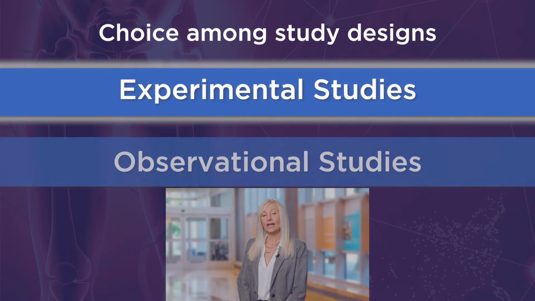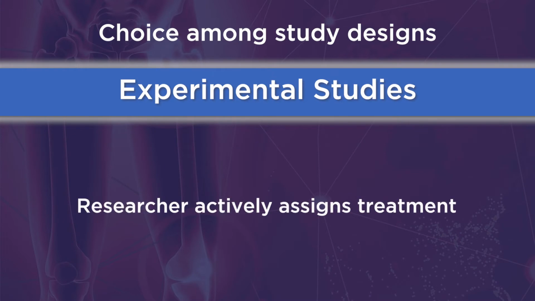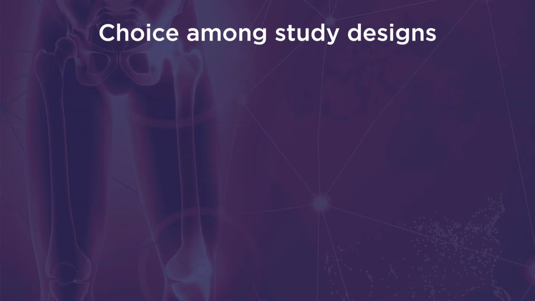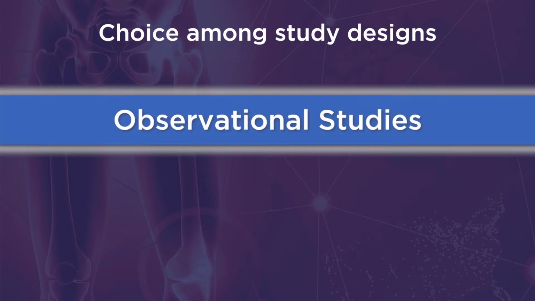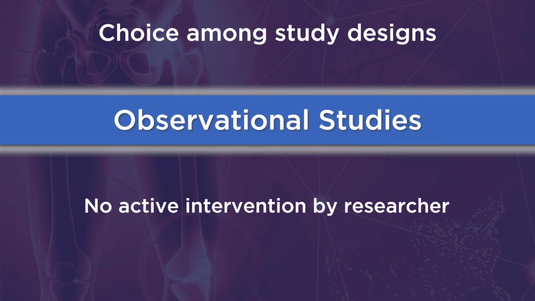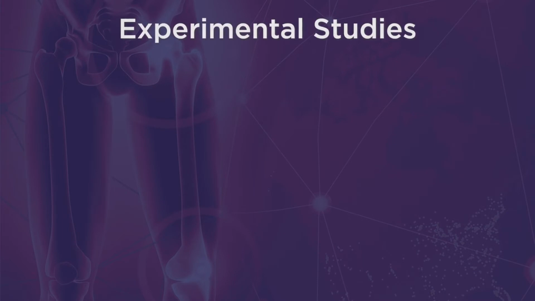In experimental studies, researchers actively assign the exposure or treatment to a group of surgical patients. They follow them up over time and measure the effect of treatment on the outcomes of interest. In contrast, in observational studies, we identify surgical patients either prospectively or retrospectively based on their exposure or outcome status. Then we simply collect data on them without any active intervention on their care. Let's talk about experimental studies first.